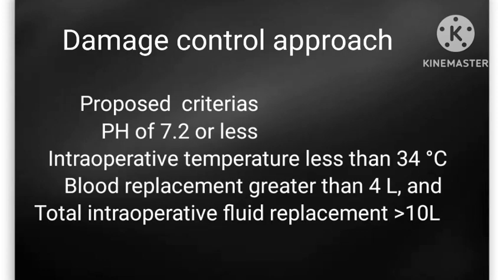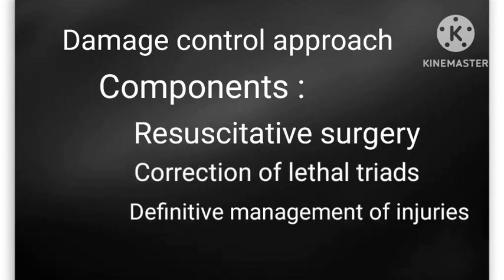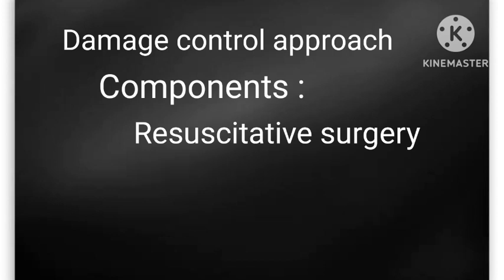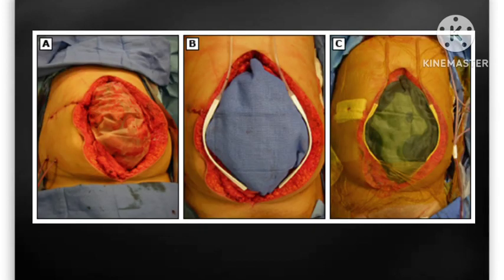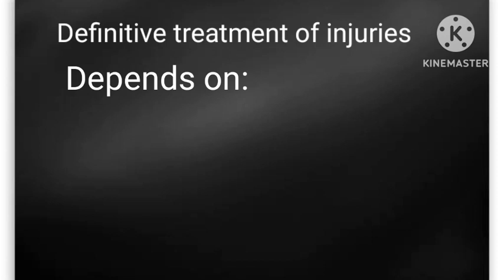When we see the approaches, one is damage control surgery. Damage control surgery is indicated if four criteria are fulfilled: pH, intraoperative temperature, blood requirement, and total intraoperative fluid requirements. It has three components: resuscitative surgery, correction of the lethal triad, and definitive management with laparotomy. Resuscitative surgery is temporary abdominal closure after securing the blood pressure and decreasing the peritoneal contamination.